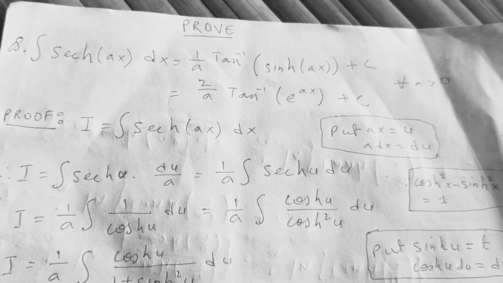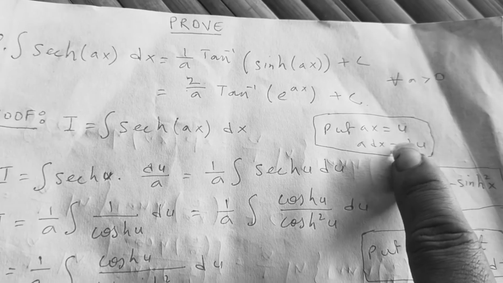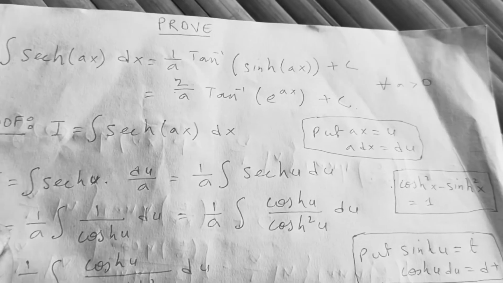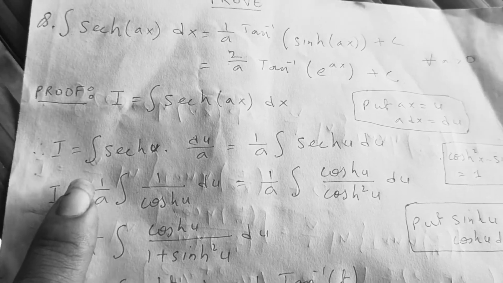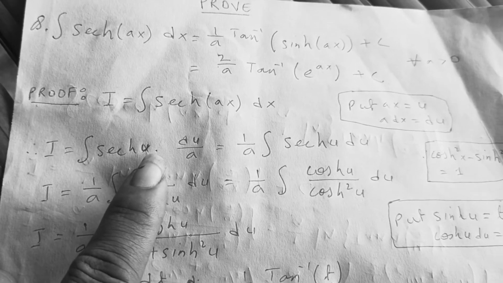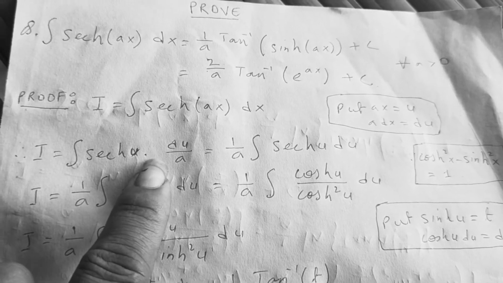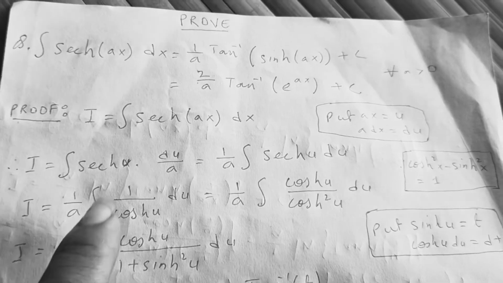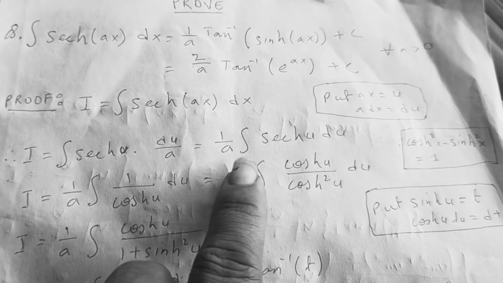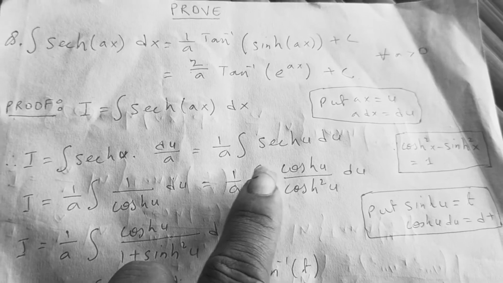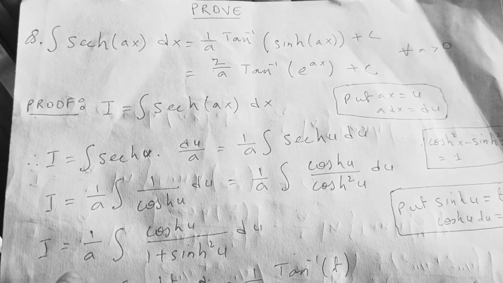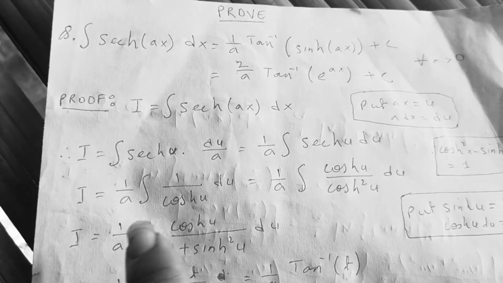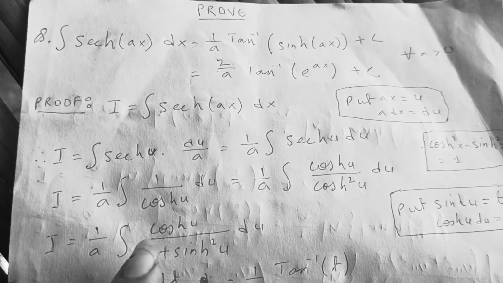Now the substitution method: let ax equal u. If I differentiate it, a dx equals du. Now putting it here, I is going to be the integral of secant hyperbolic of u, and dx is du by a, right? Since a is constant, it comes out: 1 upon a integral of secant hyperbolic of u du, which is equal to 1 upon a integral of 1 upon cos hyperbolic of u du, right?